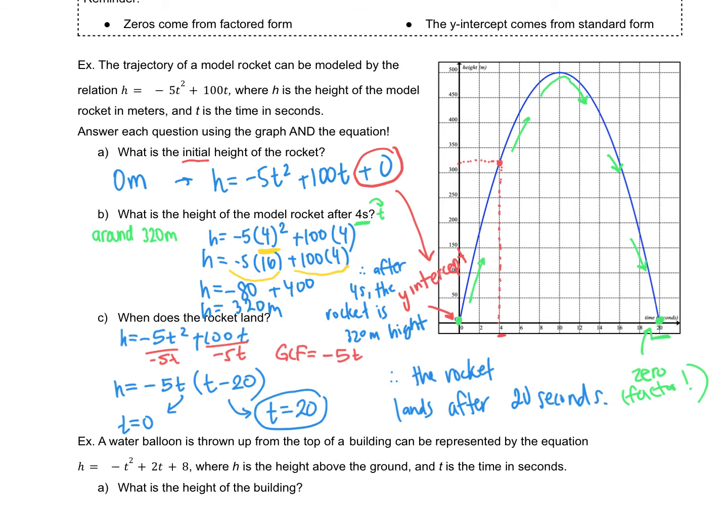And there it is. All right, let's try another example, and this time I am completely taking away the graph, and we're going to try to use these connections. So the initial value is the y-intercept. Landing time, or your height being 0, that's your zeros or your x-intercepts. And if I just give you a random value for time, we're just plugging it into the equation and doing a mini substitution.